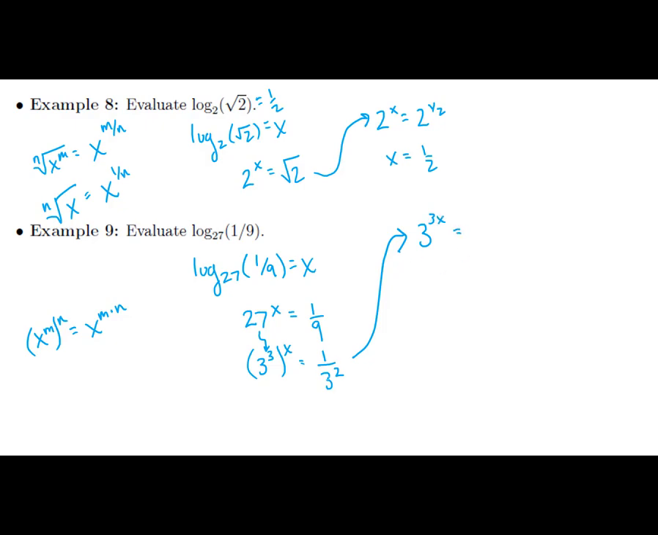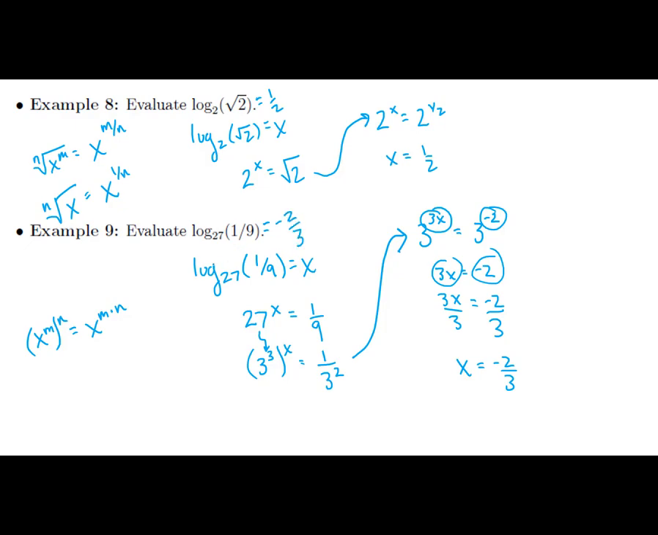And then on the right side, I can make this 3 be up in the numerator if I just change the exponent to -2. So 3 to the 3x equals 3 to the -2. That must mean that 3x equals -2. So I'm literally just setting these exponents equal to each other once the bases are the same. And if I just divide both sides by 3, I'll have my answer. So this is telling me, right, the log base 27 of 1/9 is -2/3.